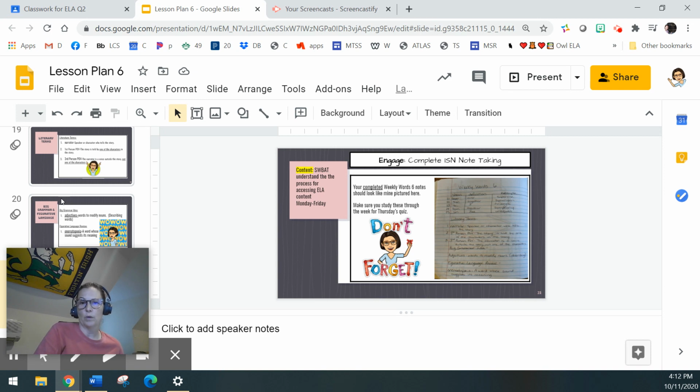And this shows you what your completed weekly words notes should look like. Please remember, your week 6 comprehension test, for the most part, is this page in your notes. So you can give this to a grown-up and ask them to help you study.